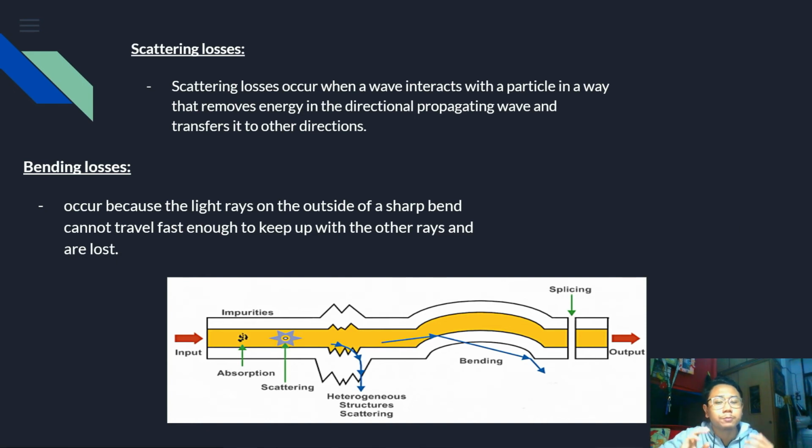So the third one is bending losses. This occurs because the light rays on the outside of a sharp bend cannot travel fast enough to keep up with the other rays and are lost. To make these bending losses easier to understand, when we bend the cable, the information, the data cannot travel fast enough when the cable is bent.